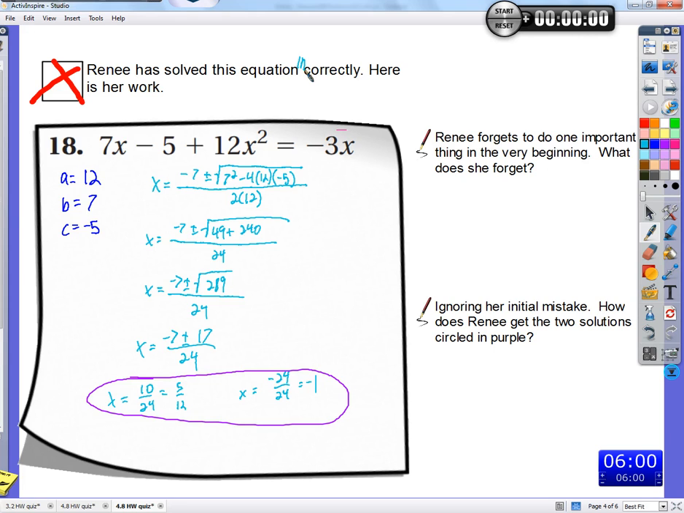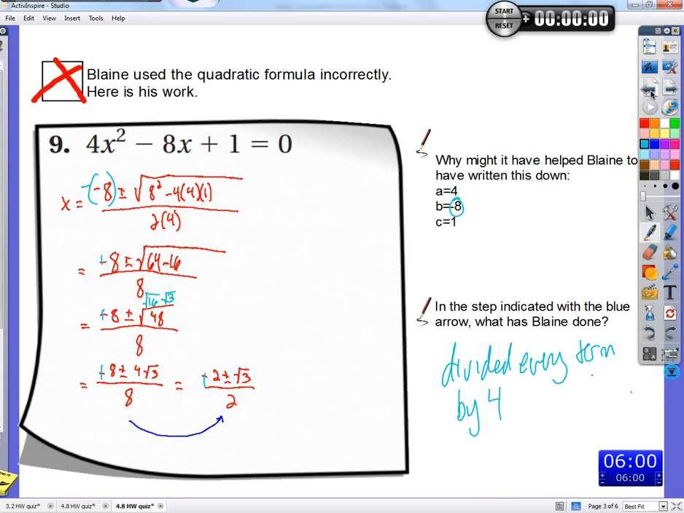Oh, on the other one, I'm sorry, yeah. So what if there was a 7 in it and you couldn't simplify it anymore? Like if this was just the square root of 7? Yeah. Then you'd be done. Well, could you simplify the 8? Nope. No, so you'd be done. Yeah. Okay.